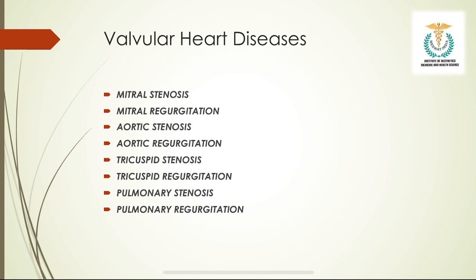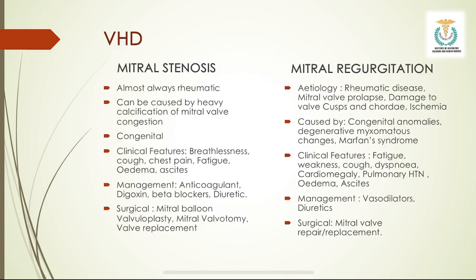Based on that, it is divided into the following: mitral stenosis, mitral regurgitation, aortic stenosis, aortic regurgitation, tricuspid stenosis and regurgitation, pulmonary stenosis and pulmonary regurgitation. So these are the valvular heart diseases. We'll discuss the mitral ones first, mitral stenosis and regurgitation.